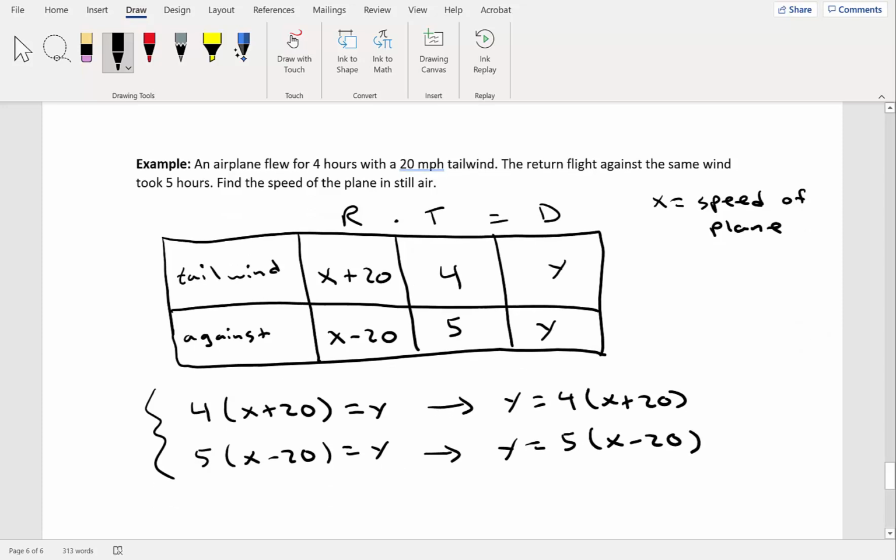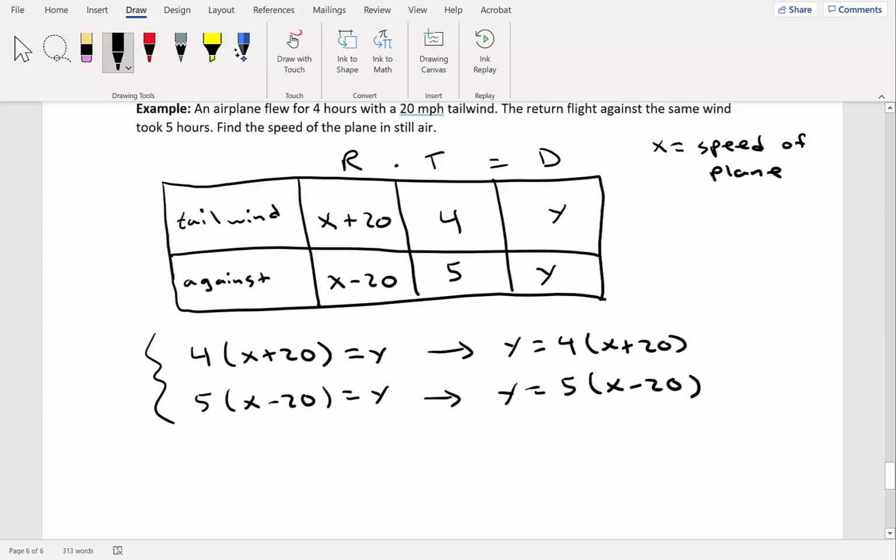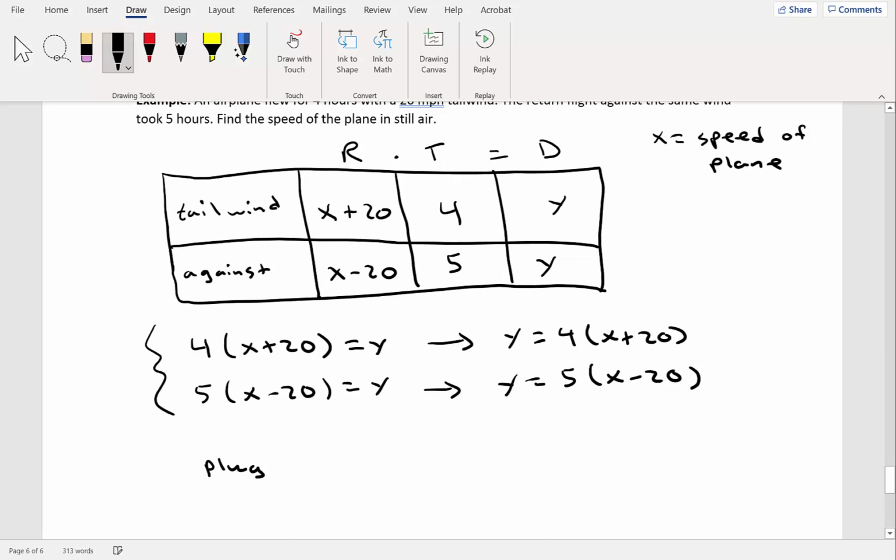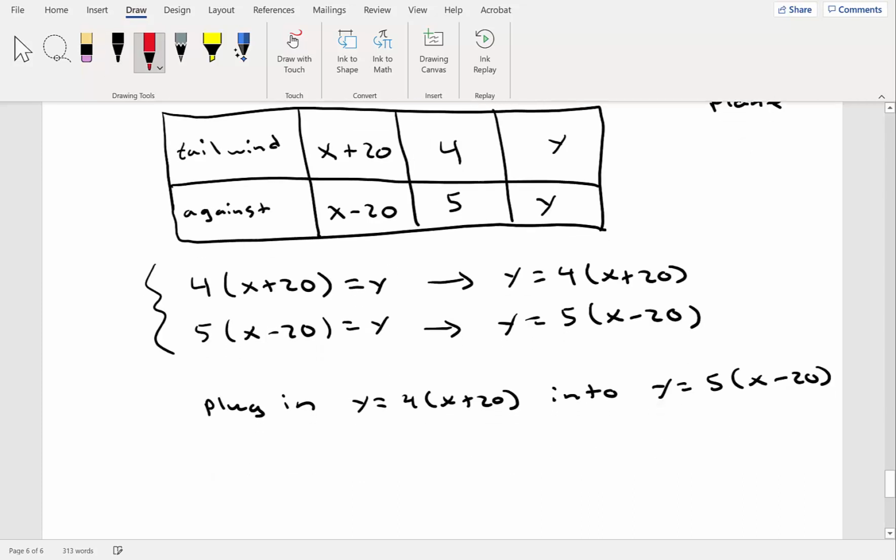So once again, we could go ahead and use the substitution method. So since our y is already solved for, it's more convenient if we use the substitution method. So I'm going to plug in y equals 4 times x plus 20 into y equals 5 times x minus 20. So I'm going to replace this y over here with 4 times x plus 20. Okay, so we have 4 times x plus 20. This has to be equal to 5 times x minus 20.